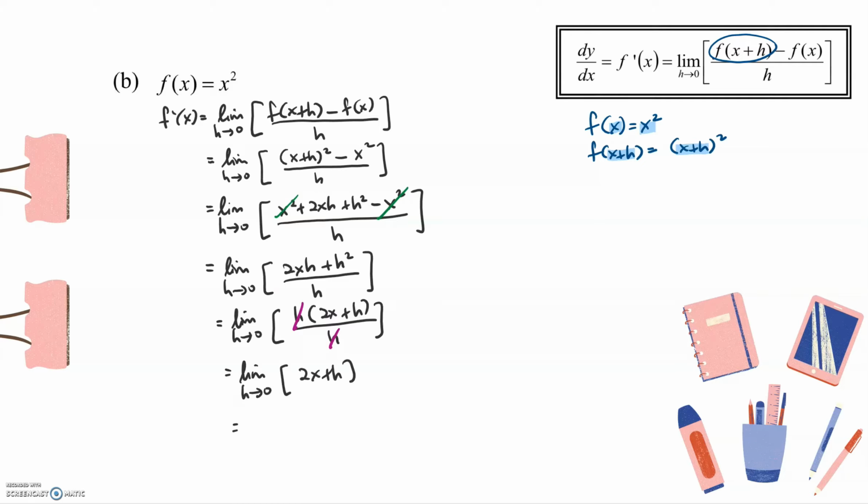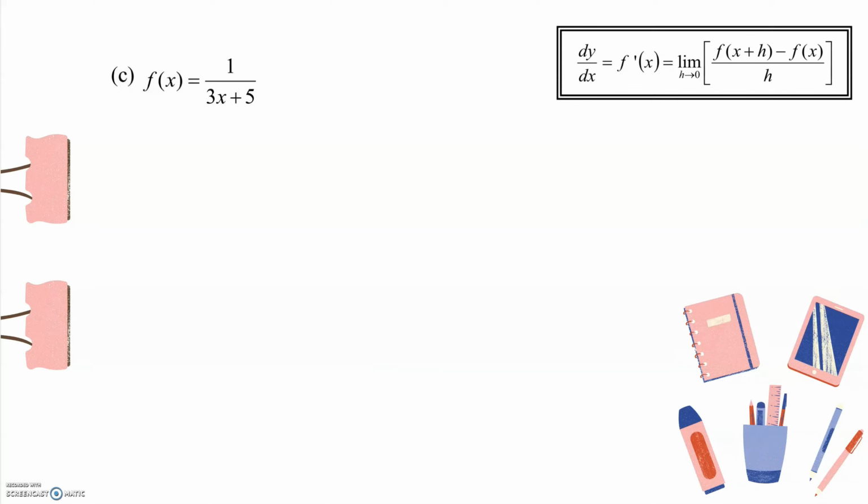So our next step is to substitute h equals 0. So we have here 2x + 0. This is equal to 2x. So by computing the limit, we get f'(x) of x² is 2x. Example C. So our f(x) here is equal to 1 over (3x + 5).